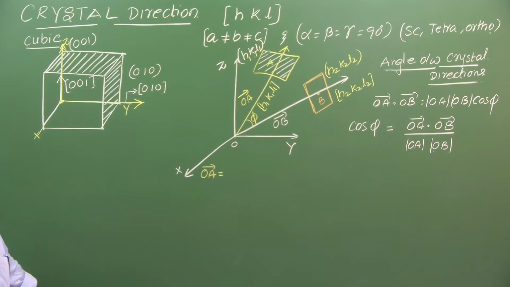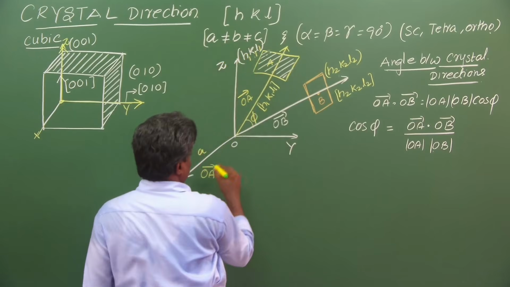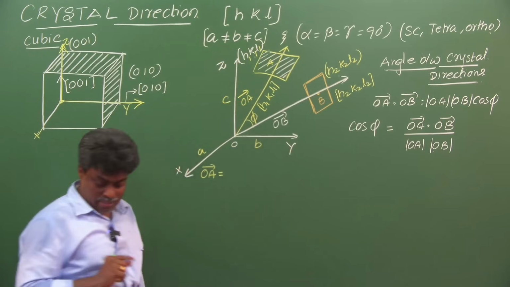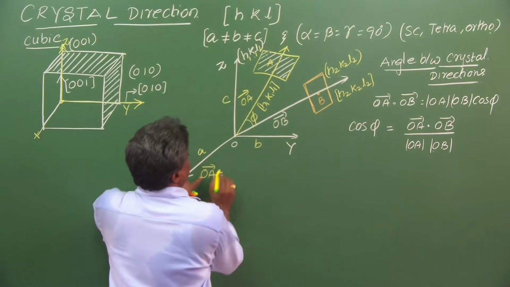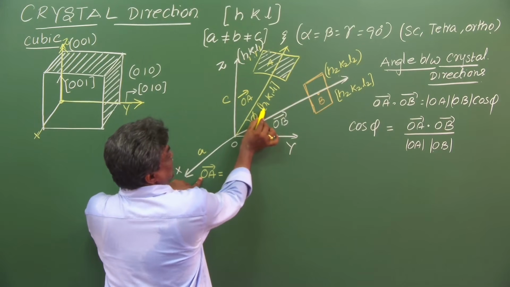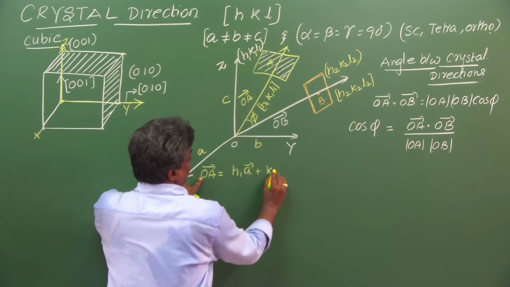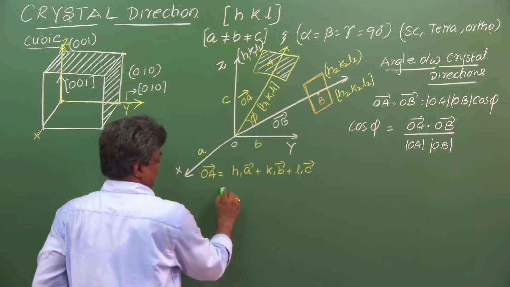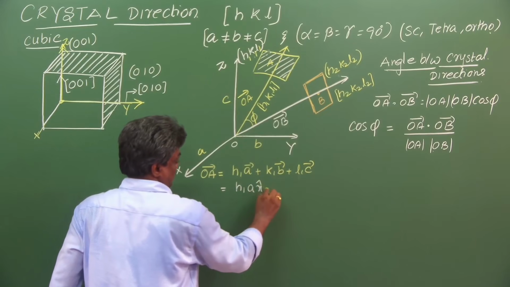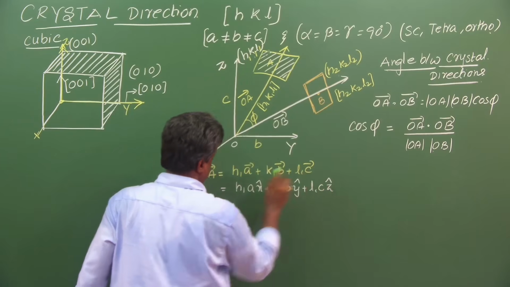Parameters also we should get, because we have taken A not equal to B not equal to C. That's why A, B, C. We have to get the vectors. What is that vector? See, this OA bar is written as, everyone, this is the crystal direction. The OA bar is simply H1 A bar plus K1 B bar plus L1 C bar. That means this is nothing but H1 A x cap, K1 B y cap plus L1 C z cap. That's it.